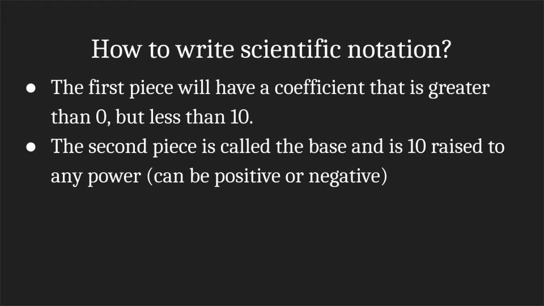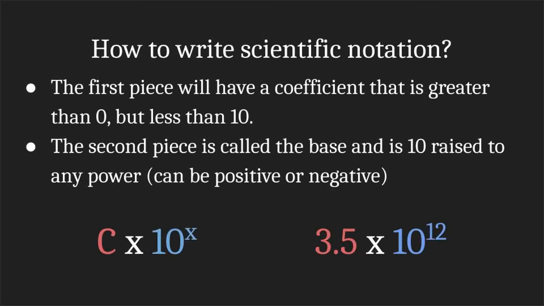There are two pieces to scientific notation. The first piece is our coefficient, and it will always be a number between 0 and 10. It doesn't have to be a whole number, but it has to be between 0 and 10. The second piece is called the base, and it's 10 raised to any power. It doesn't matter if it's positive or negative, as long as it's 10 to any number. So if we look at an example below, we have the coefficient in red, and then the base in blue.